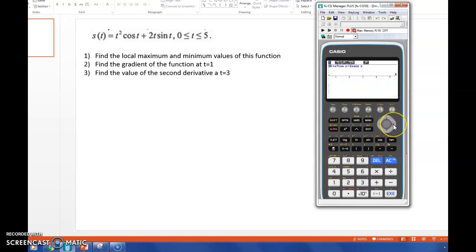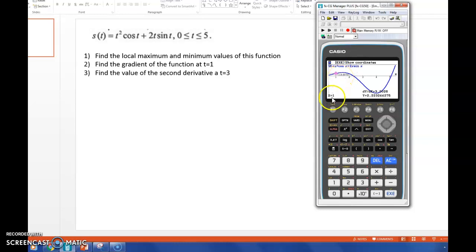Okay, now what we can do now is we can trace a point. So what I want to do is find the gradient of the function at t equals 1. So I'm going to go trace, and I'm going to scroll along until x equals 1. Can I just do it straight away? Enter an x value of 1, and it goes to that point. Now can you see there?